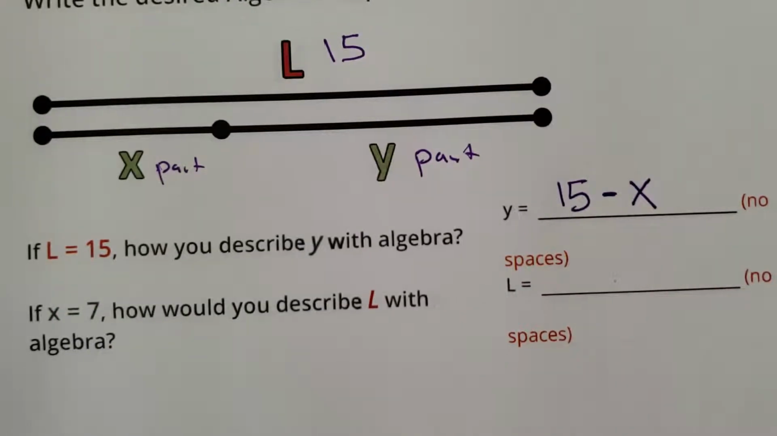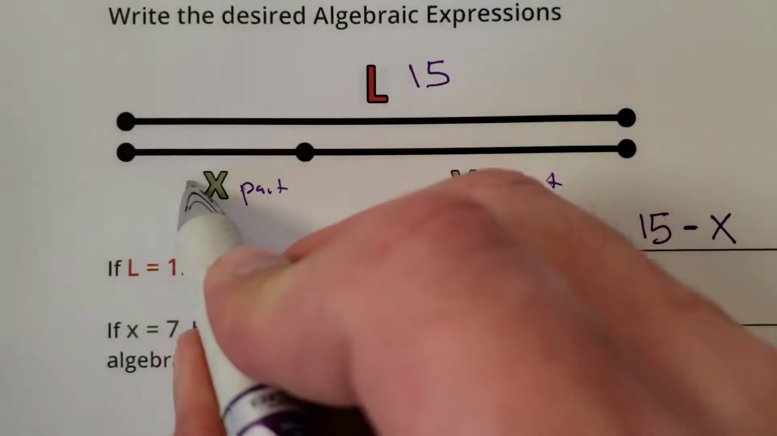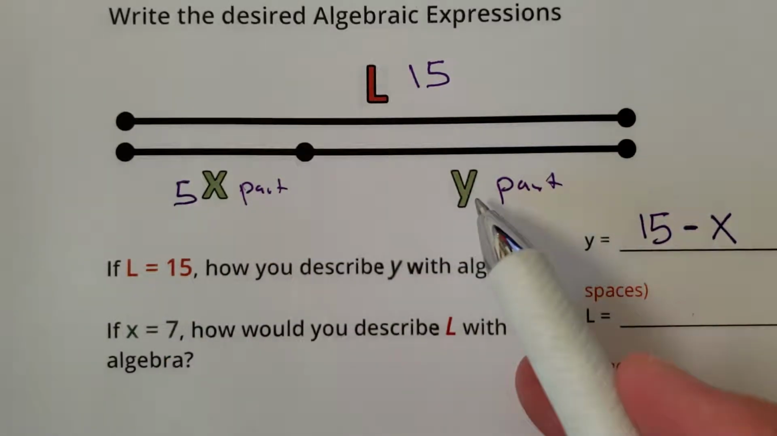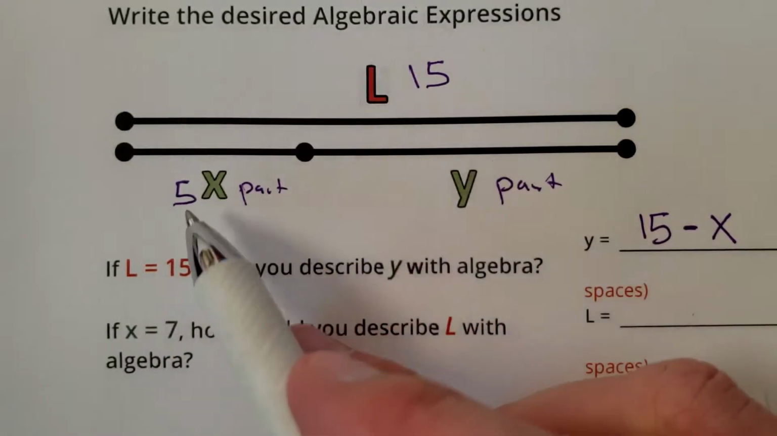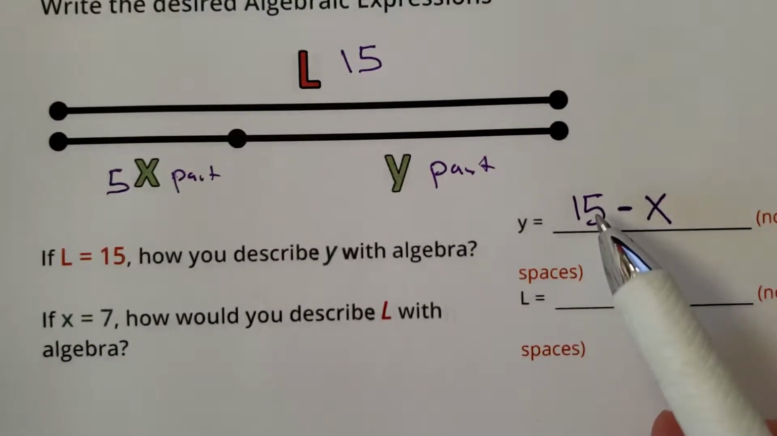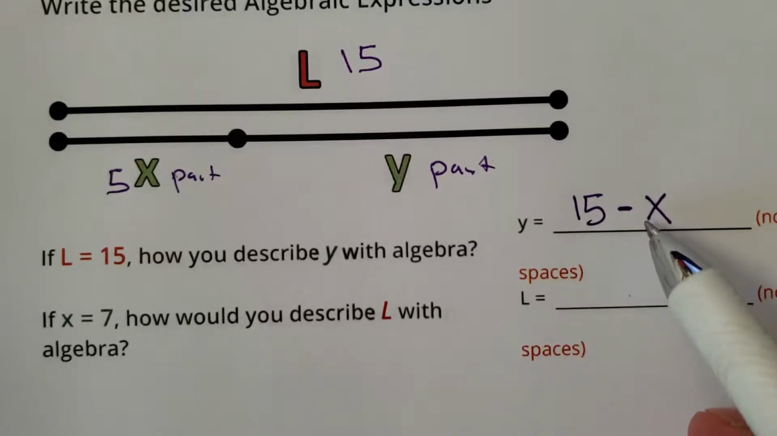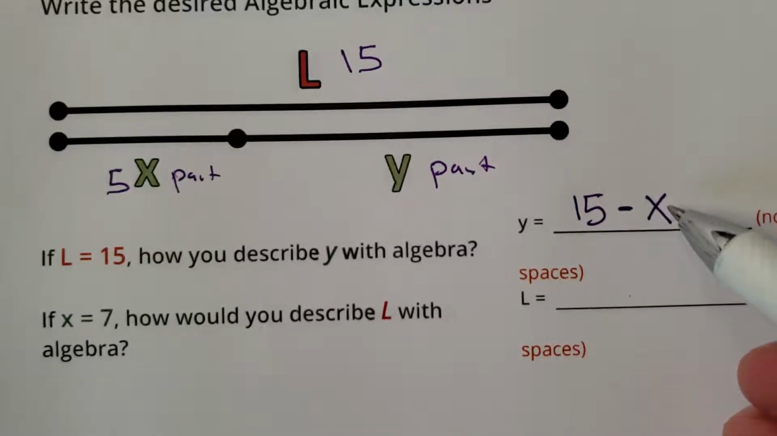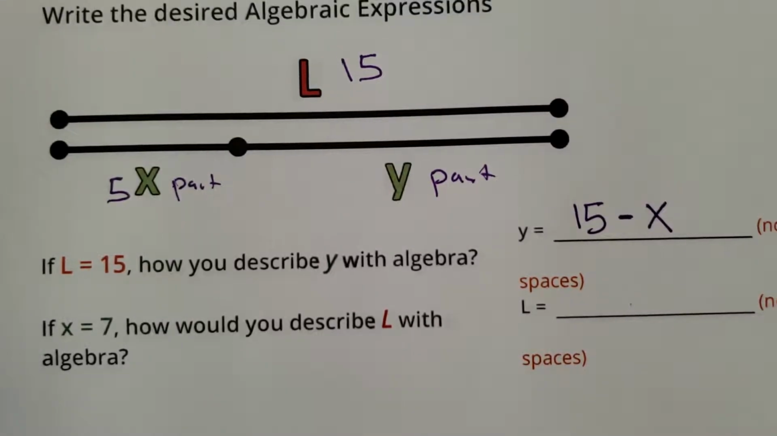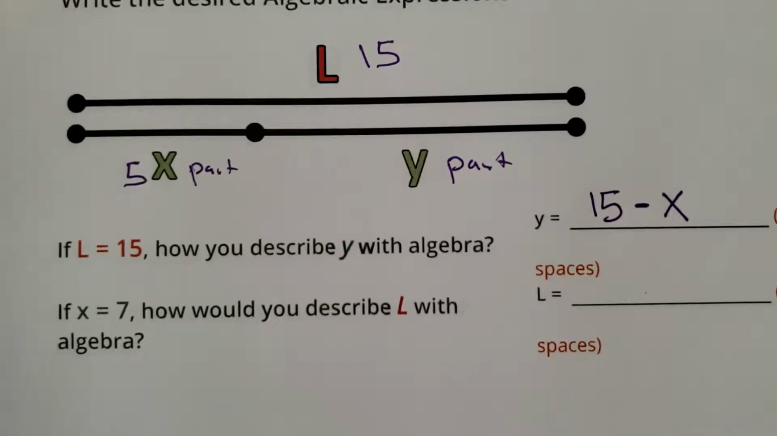Okay? So just quick math here. What if X was 5? Well, how would you get Y? Well, you would do 15 minus 5, right? Yeah, you would. But it's X, it's not 5. So you would write 15 minus X. Then you wait and find out what X is, and you have your expression ready to go to finally figure out what Y is. Okay, the other one.